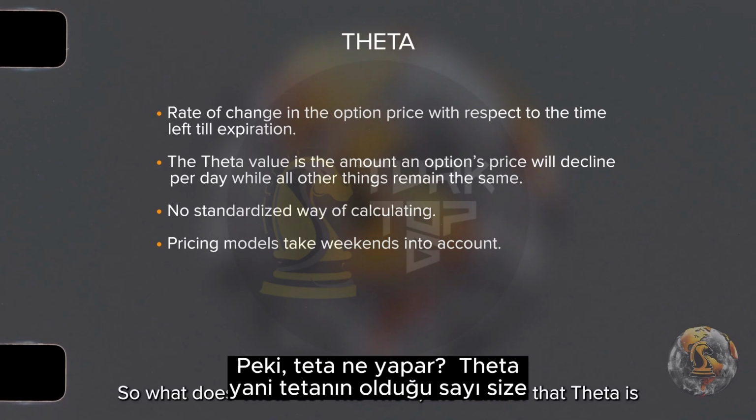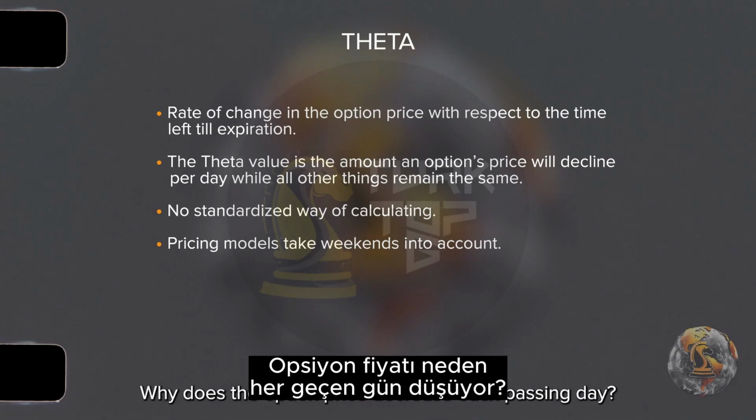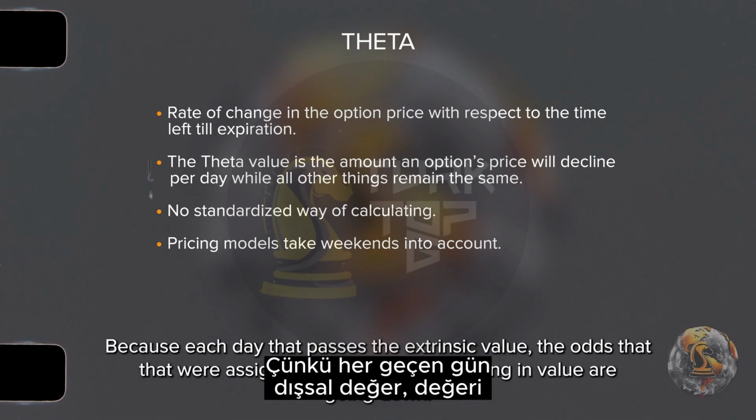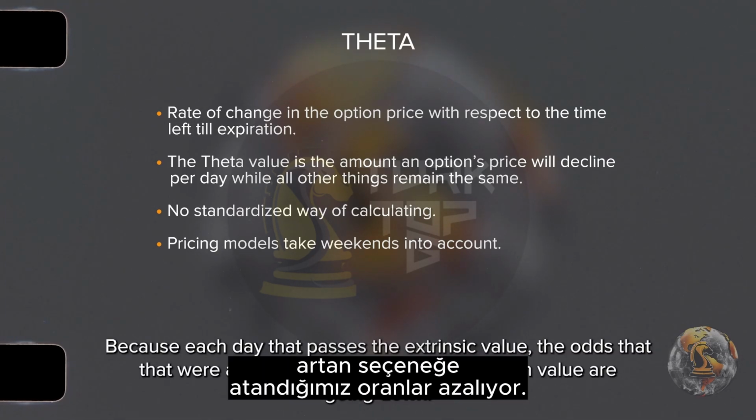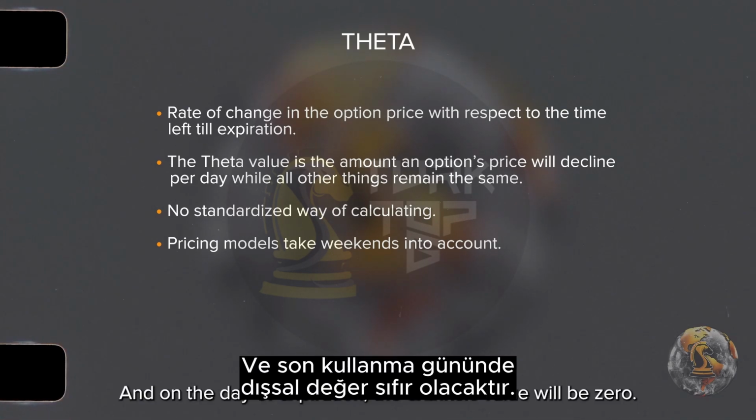So what does theta do? The number that theta is tells you how much the option price will decrease each passing day. Why does the option price decrease each passing day? Because each day that passes, the extrinsic value, the odds that were assigned to the option increasing in value, are going down. And on the day of expiration, the extrinsic value will be 0.